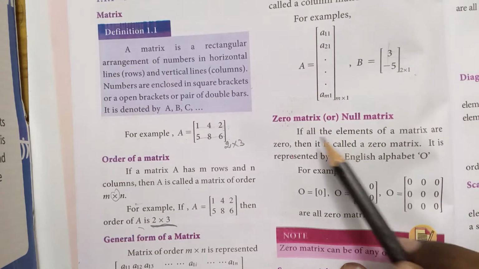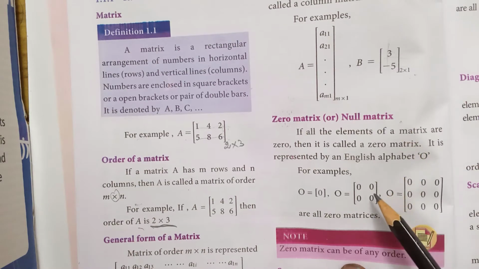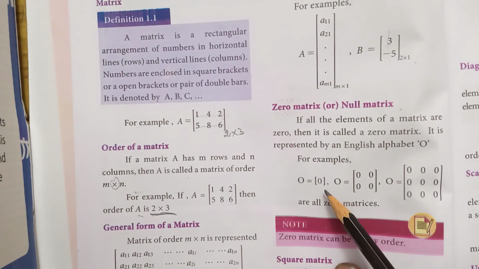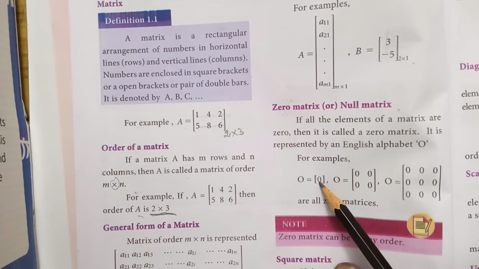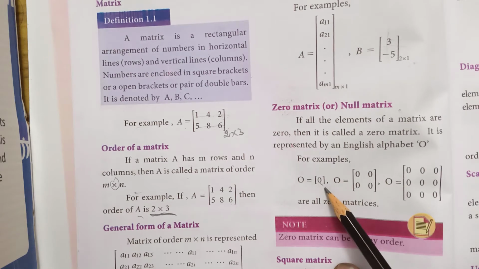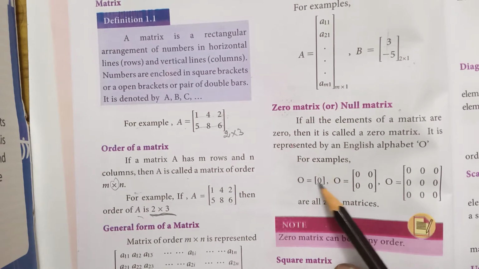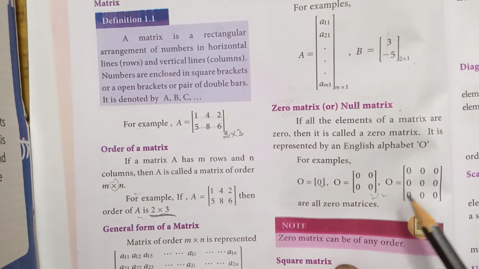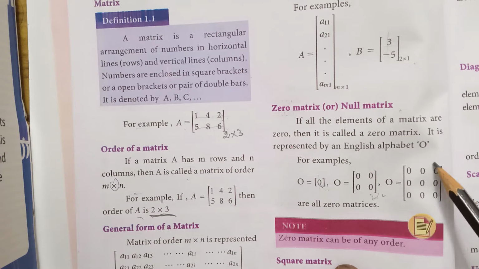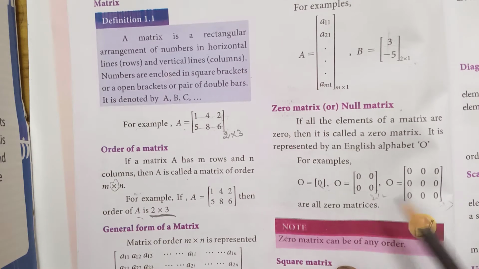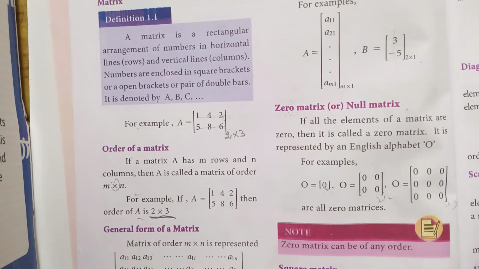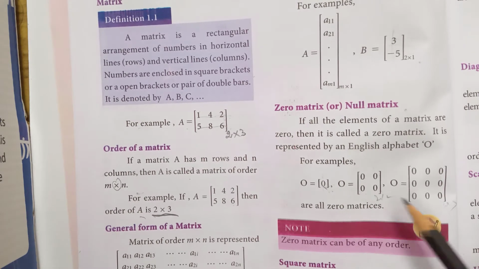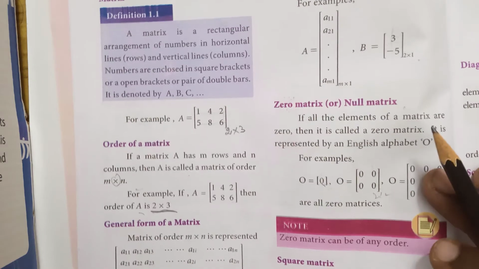Next one is the definition of a zero matrix or null matrix. The zero matrix can be represented by 0 within brackets, whose order is 1 by 1. So only one row and one column. The zero matrix can also be represented by 0, 0, 0, 0, with 2 rows and 2 columns, and this one is 3 rows and 3 columns. So the zero matrix can be a 1 by 1 matrix, a 2 by 2 matrix, and a 3 by 3 matrix. These are all zero matrices.